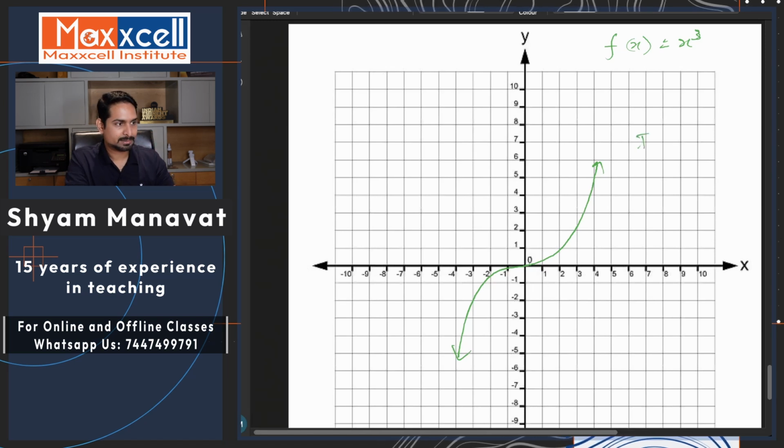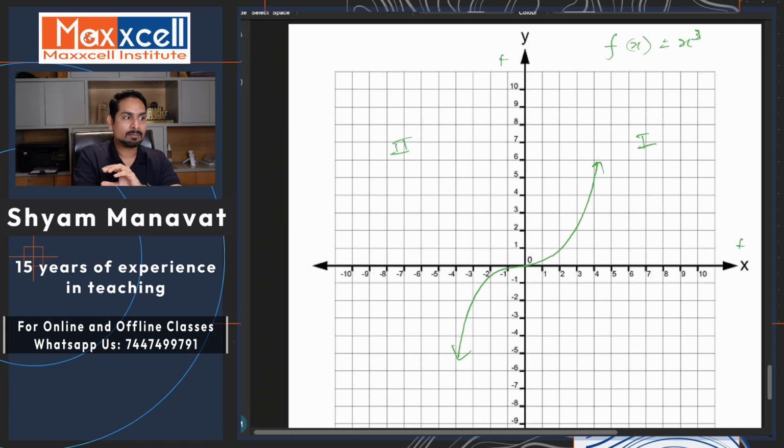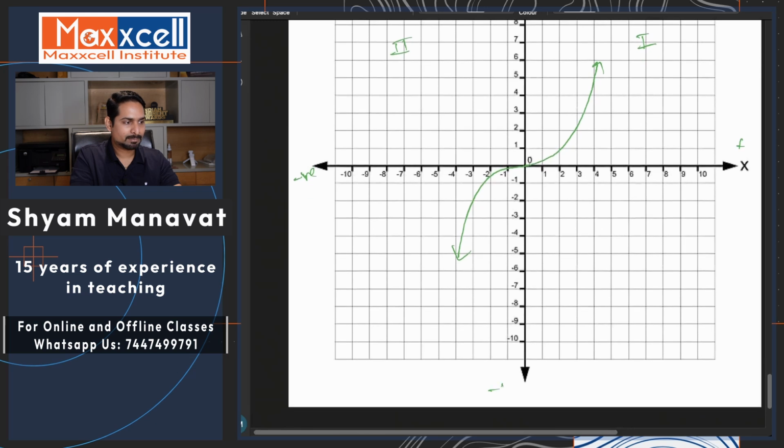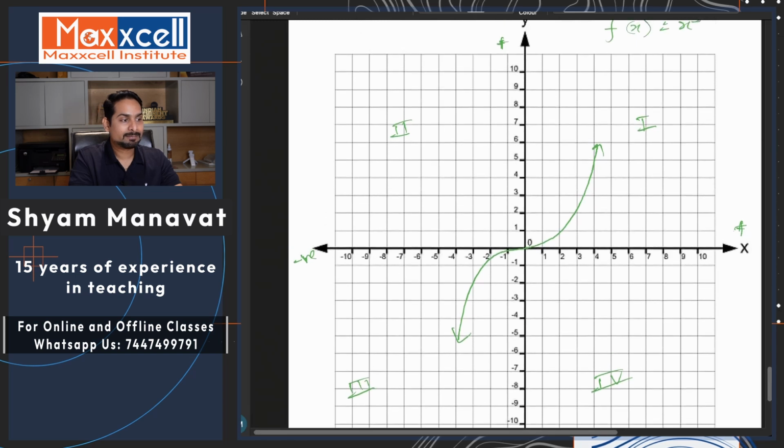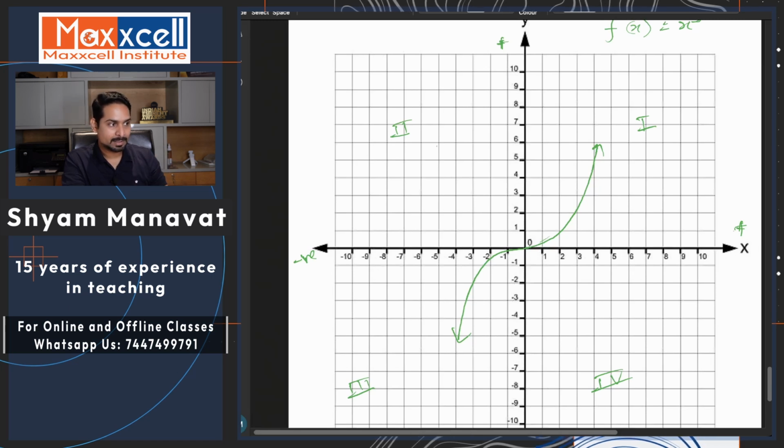First you understand the quadrants in the xy plane. First quadrant, where x is positive, y is positive. Second quadrant, where y is positive, x is negative. Third quadrant, where both of them are negative. And fourth quadrant, where x is positive and y is negative. They are called quadrants. So if the graph is in the first quadrant, towards the positive side, on the other side it will be in the third quadrant. If it is in the second quadrant, then it will show symmetry in the fourth quadrant. So it looks like this.